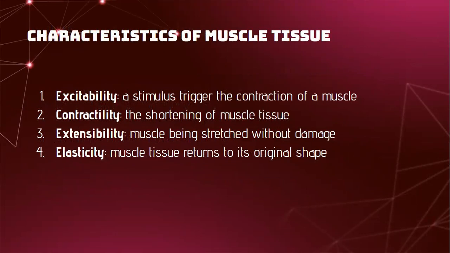Characteristics of muscle tissue. Last week we talked about the special characteristics of skeletal tissues and bones, but there are some special characteristics of muscle tissue too. First is excitability, which is basically a stimulus that triggers the contraction of a muscle. That's when maybe you touch a hot pan or something really hot, and that's a stimulus. It triggers the contraction of a muscle.